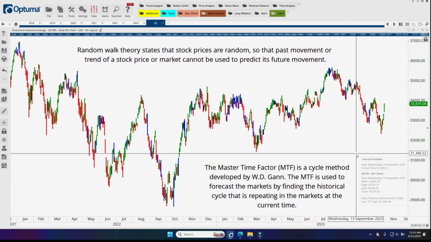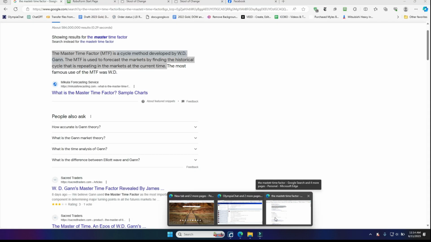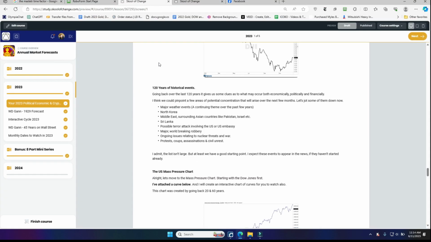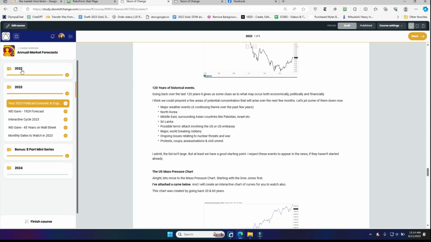Now, there are two ways to prove this. The first way is by showing you some of our back-end stuff. For example, what's in the School of Change. And basically, we do forecasts every year. I've got only the last 2 years, I'm working on 2024 at the moment, uploaded into the back-end.